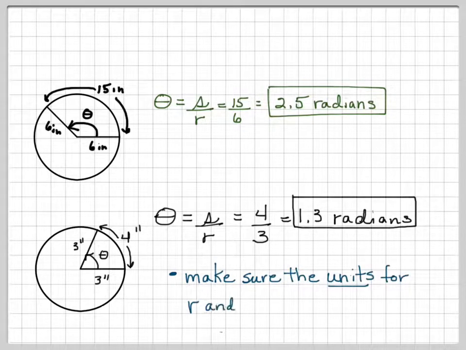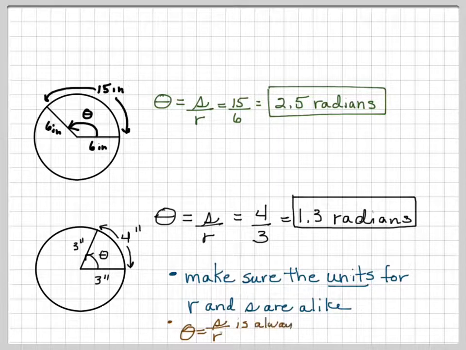2 things you need to remember. Make sure that r, the radius, and s, the arc length, are in the same units. If one is in feet and one is in inches, you're going to have to change them both to feet or both to inches. Okay? And also, this formula is always in radians. You don't use this to find the degree measure. If you're given degree measure, you have to first change it to radian measure.